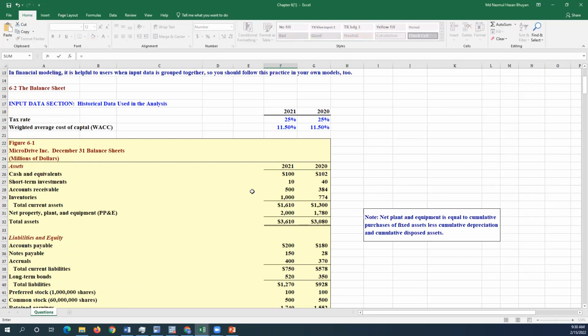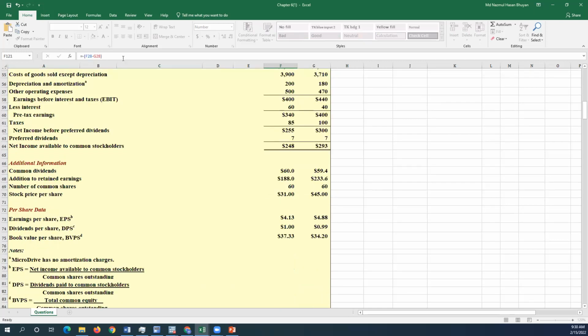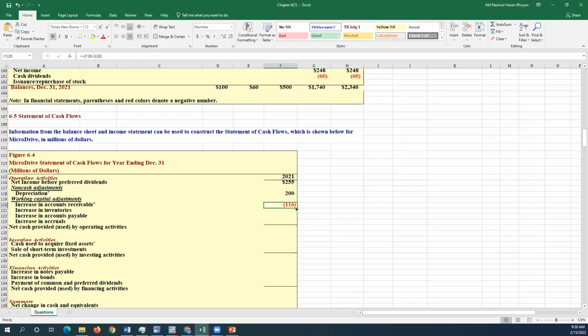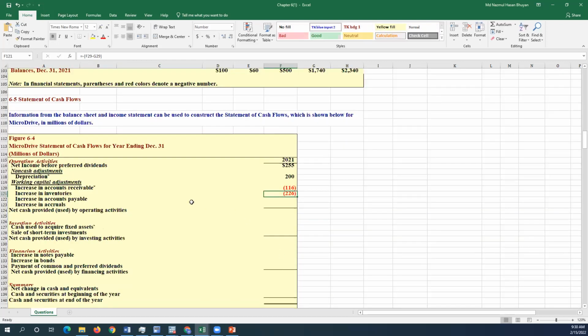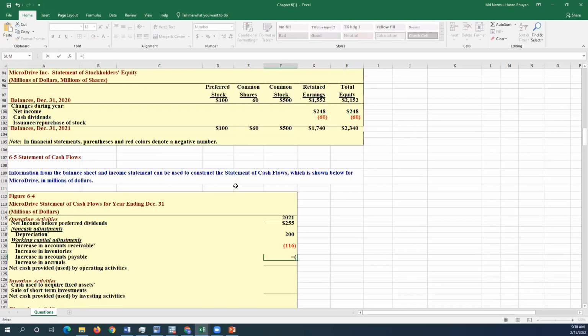So here, increases in accounts receivable, you already know, should be your cash outflow. So the sign should be negative. Then increases in inventories, again, the sign should be negative because it is your cash outflow. The increase in accounts payable is your cash inflow, so the sign should be positive. So we are not going to put any negative sign here.